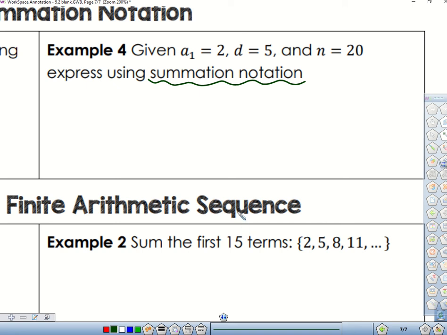The thing that could be a little bit tricky about this question is they give you an n value, okay? Now, if they wanted you to calculate what happens when you add up the first 20 terms, they would have said that explicitly. But this is basically just telling you the upper limit of your summation. That's all that means.